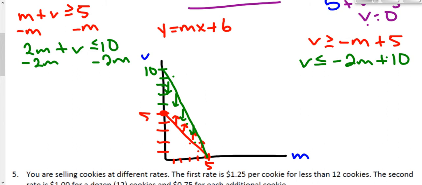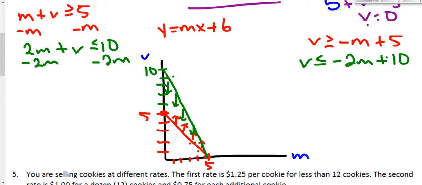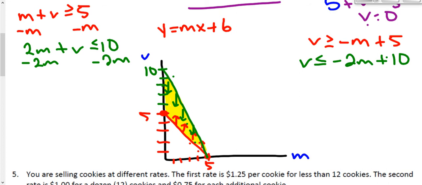So what you'll notice is what's actually going to get shaded here for my overlap is everything between these two graphs. So I have to be greater than the red line, but I have to be less than the green line. So everything in there is a possible solution to this scenario. But I'm talking about number of toppings, and I can't have fractions or decimals or parts of toppings, so I'm only going to be looking for whole number combinations here.